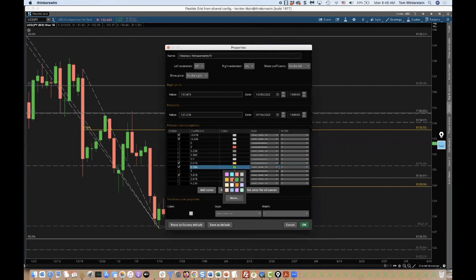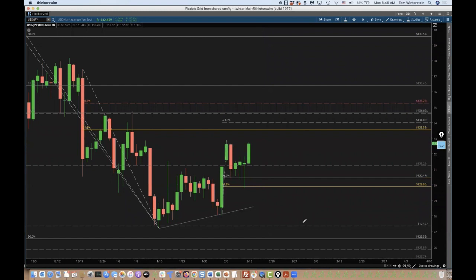And what I like to do on my bear fibs is I like to make the 78 a red color, just so I kind of know. So anyways, if someone has gotten long here off of a previous chart, this is a daily view. Targets could be back up to the upside around here, the 61.8, the support and resistance, or the 78.6.